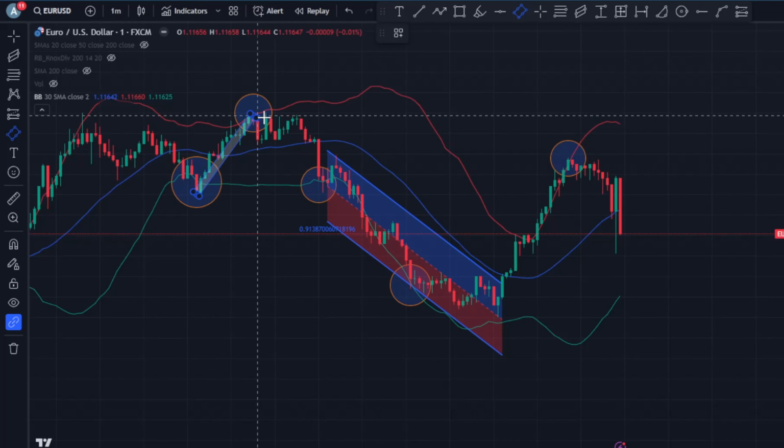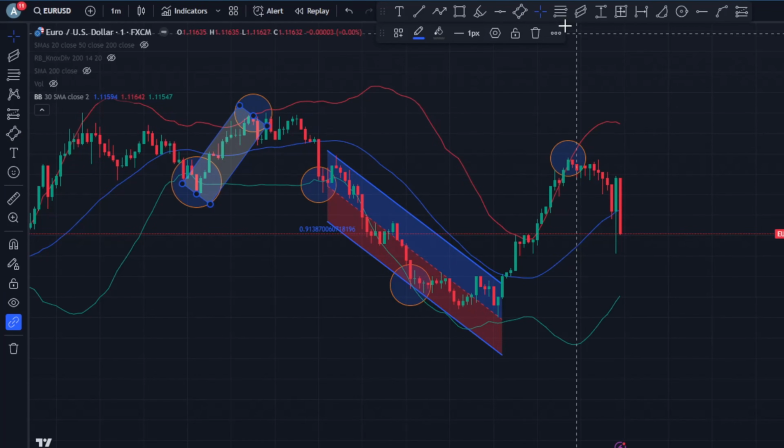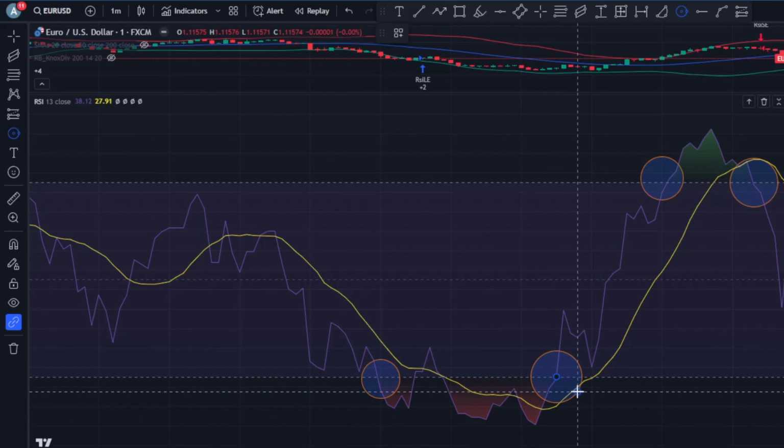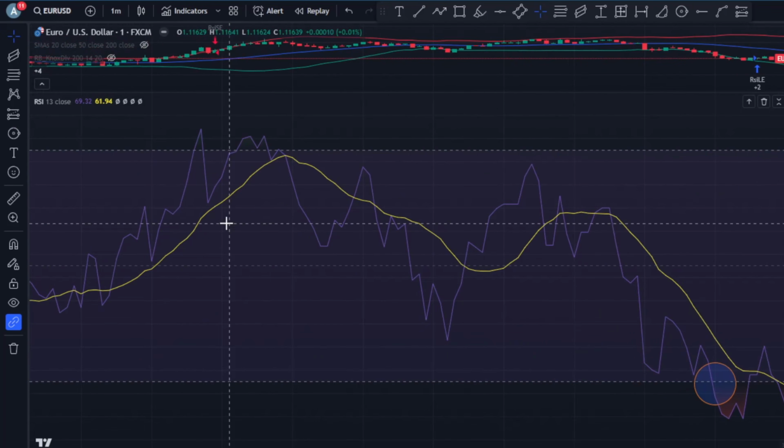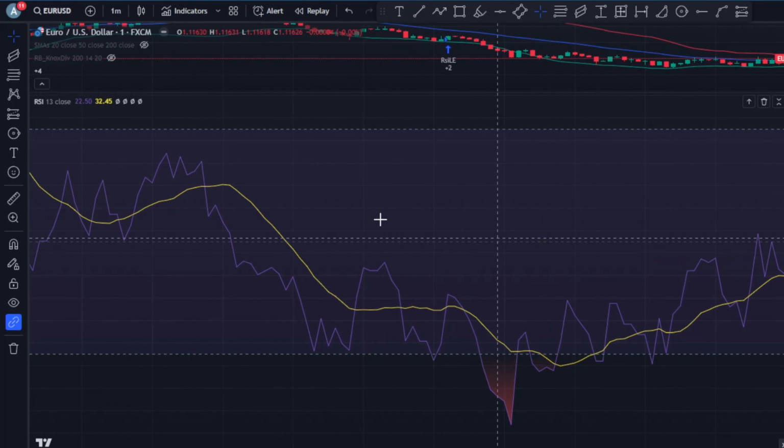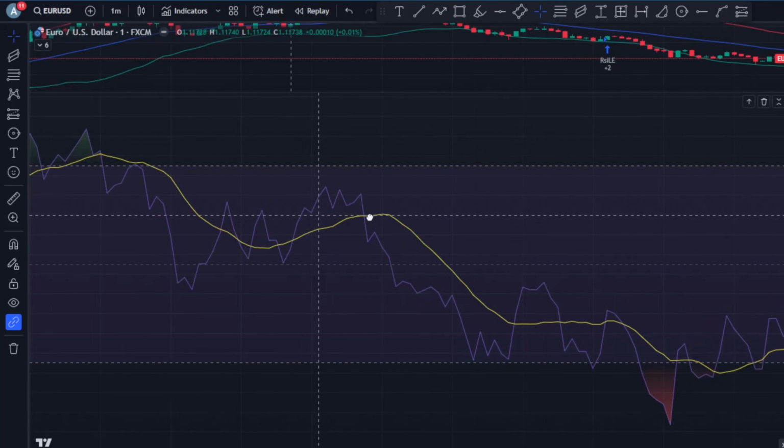It involves using two powerful technical indicators, Bollinger Bands and the RSI, Relative Strength Index. This strategy is simple, easy to implement, and has a high success rate if used correctly. So let's dive straight into it.